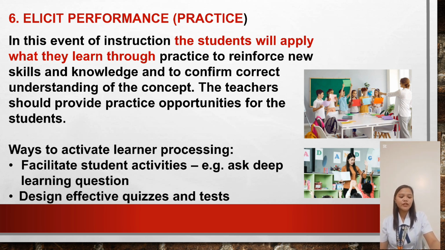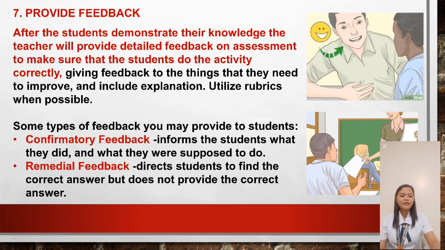So these are the ways to activate learner processing. First, facilitate student activities. Example, ask learning questions. Second, design effective quizzes and tests. The seventh event of instruction is provide feedback.